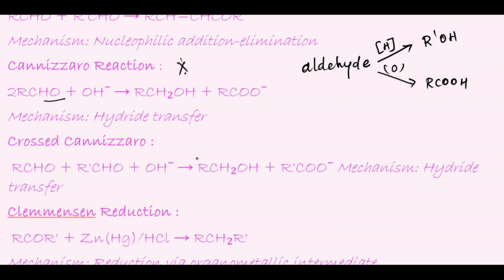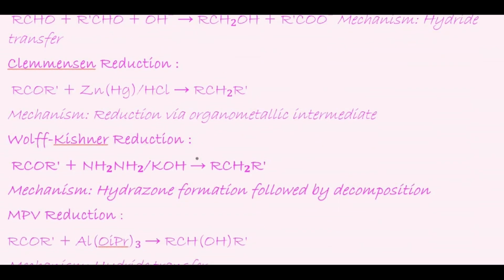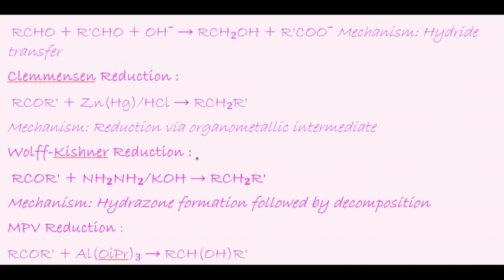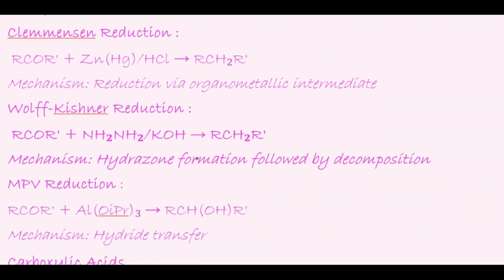So please be careful with Cannizzaro reaction. And cross Cannizzaro, as I said, the aldehydes will be different. Mechanism would be same, the product formation would be same, but the aldehydes are different. Clemmensen reduction, it is a famous reduction for CO group change to CH2. Carbonyl is just getting shifted to CH2. It is taking place via organometallic intermediate.